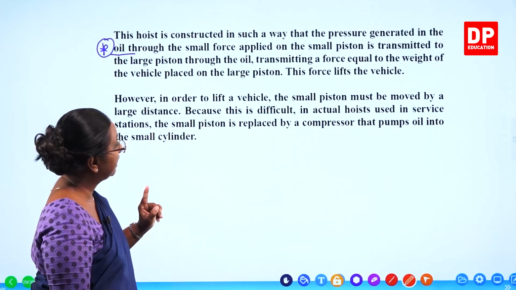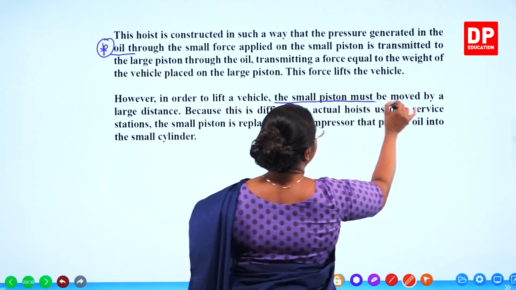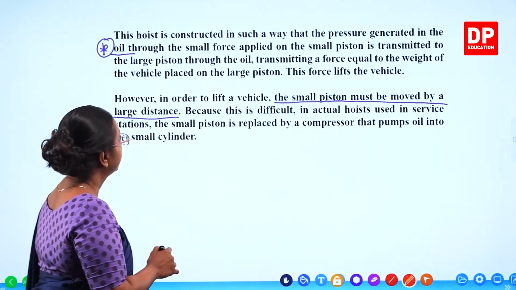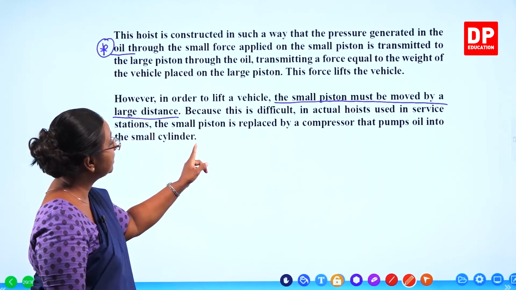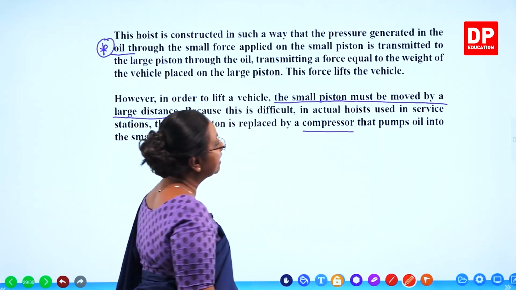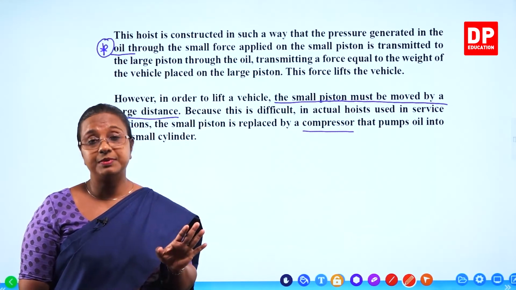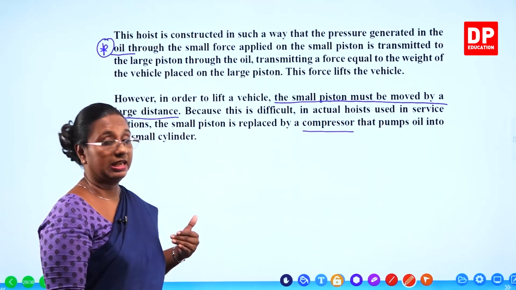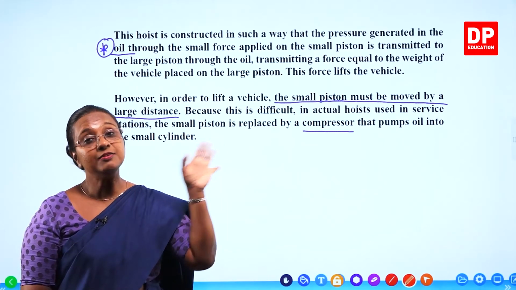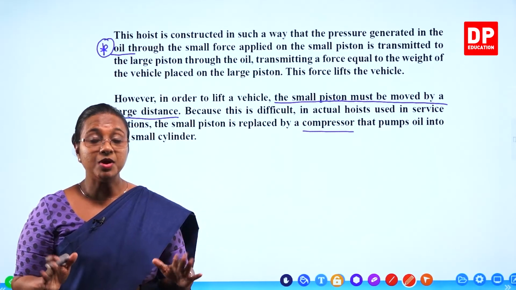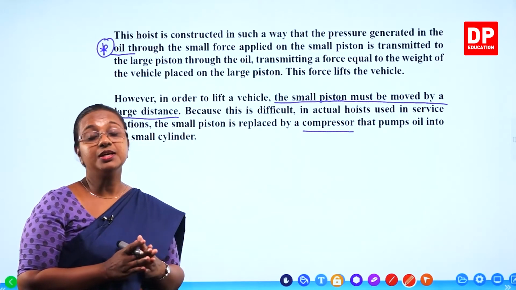However, in order to lift a vehicle, the small piston must be moved by a large distance. This is what I explained. Because this is difficult, in actual hoists used in service stations, the small piston is replaced by a compressor that pumps oil into the small cylinder. So there the force is exerted by a compressor. That generates the pressure. Pressure is transmitted through the liquid and the vehicle is lifted up. So the concept is the same. Only thing, practically, instead of applying a force, they use a compressor.